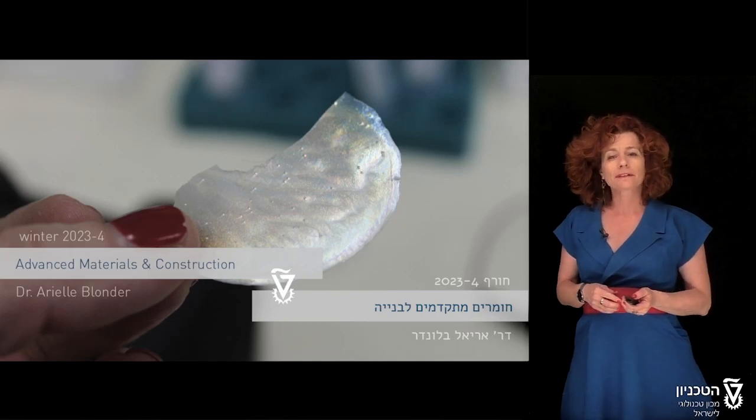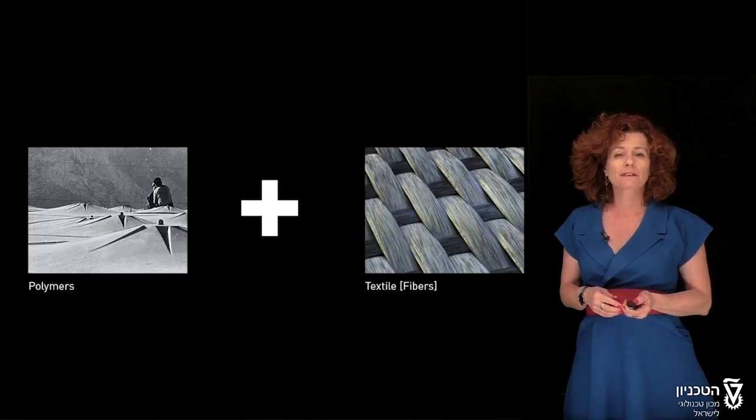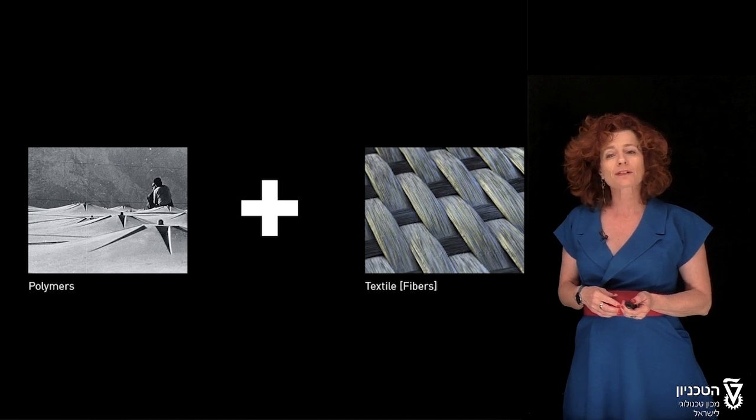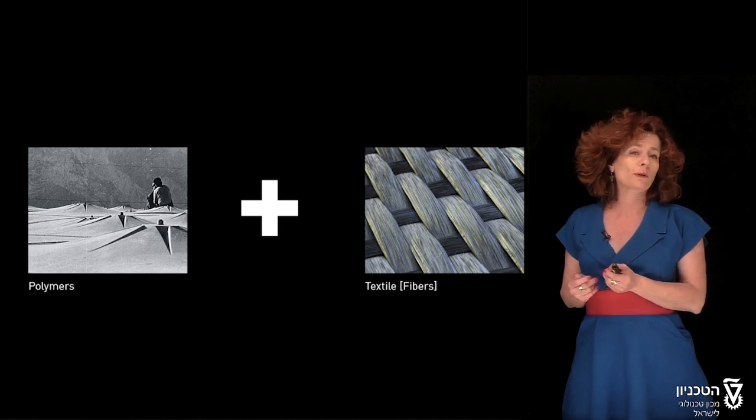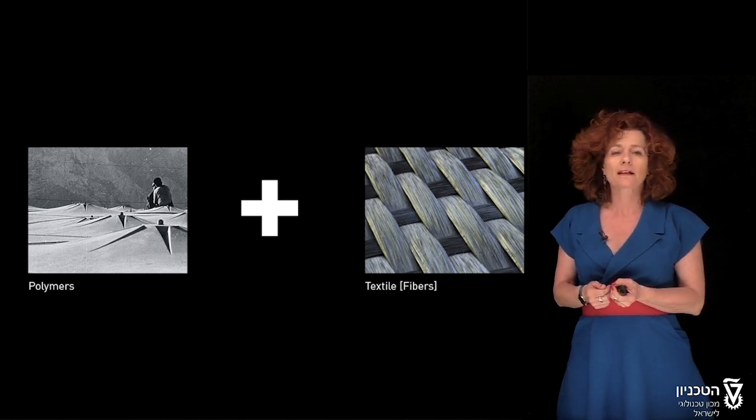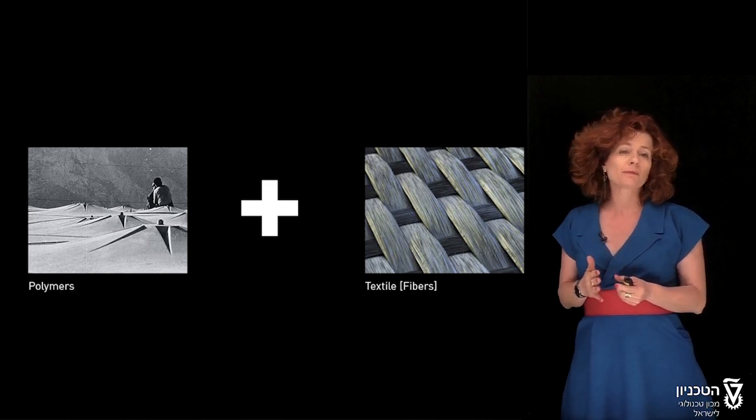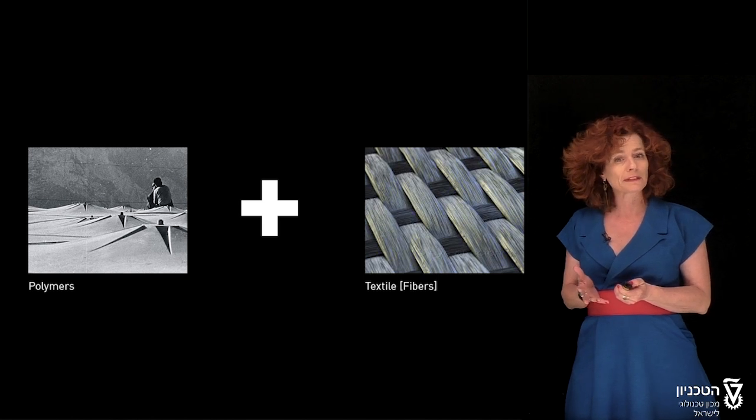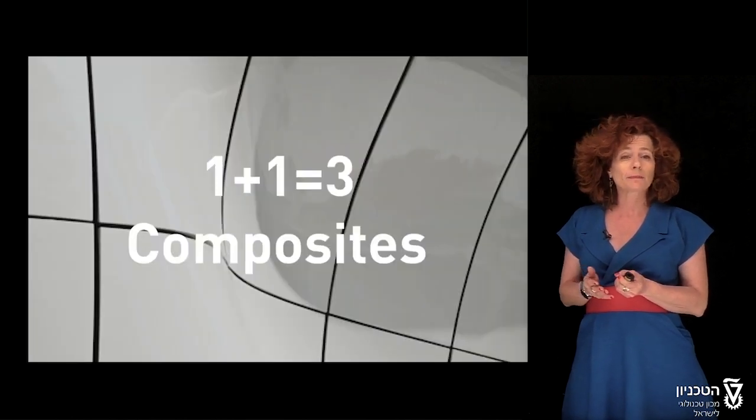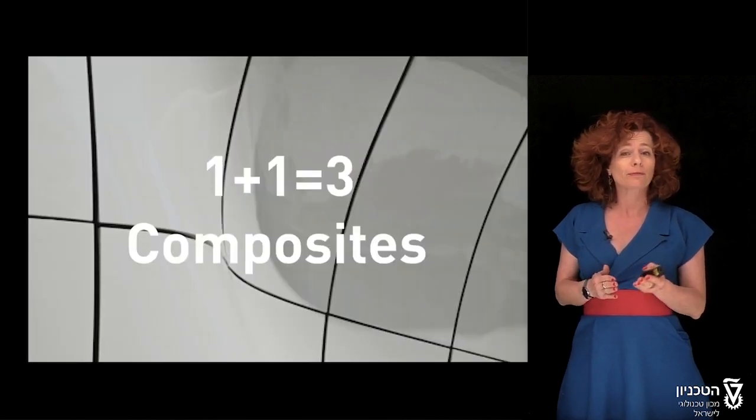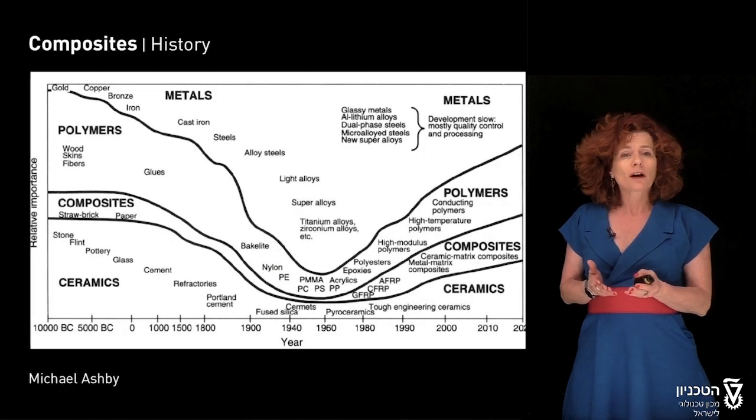Hi, and welcome to another lecture in the series of Advanced Material and Construction. In the previous lectures, we've discussed polymers on one side and afterwards textiles and their relation to architecture. Today, we're going to combine both and we'll actually talk about composite material, the composition of two elements where 1 + 1 = 3. So what are composite materials?